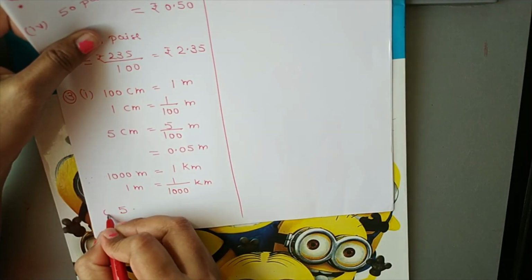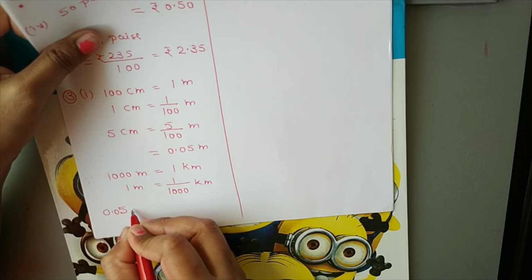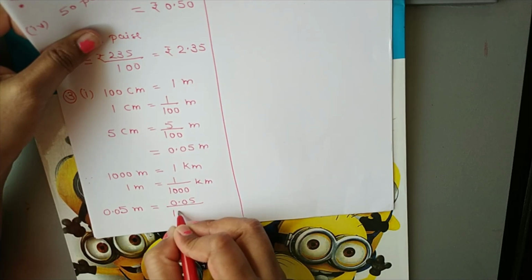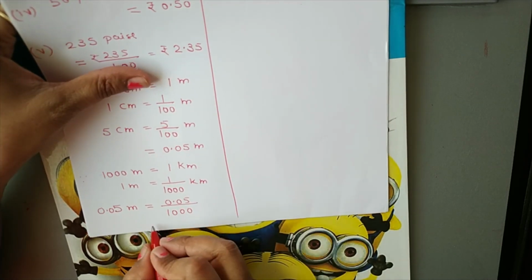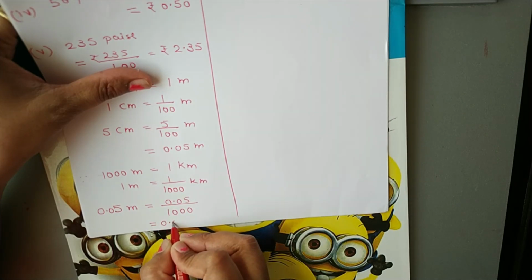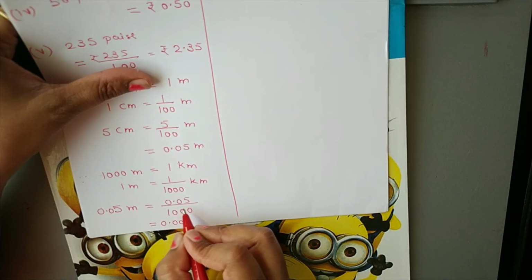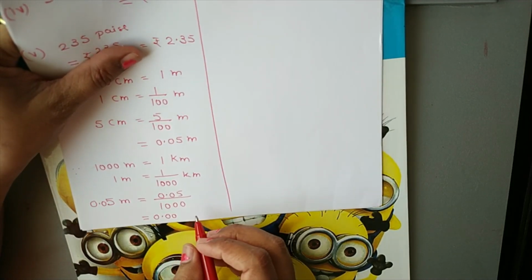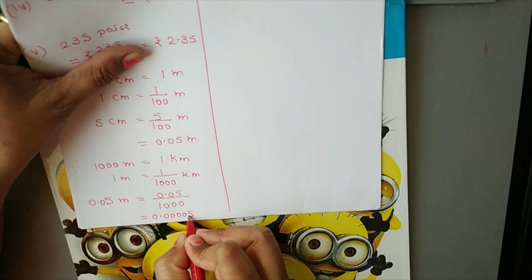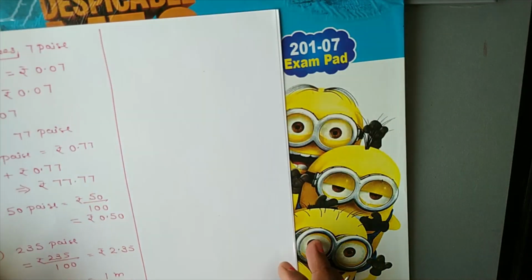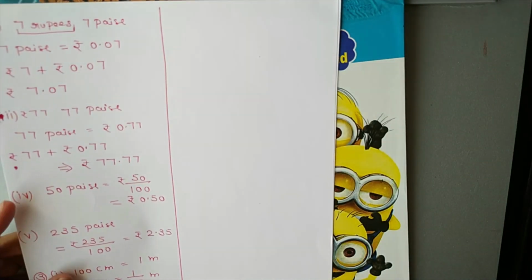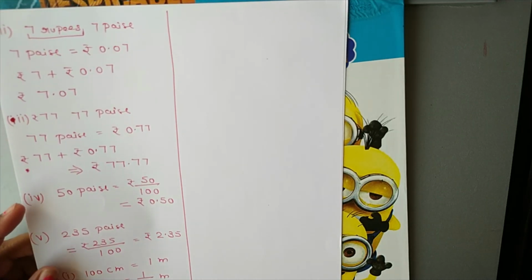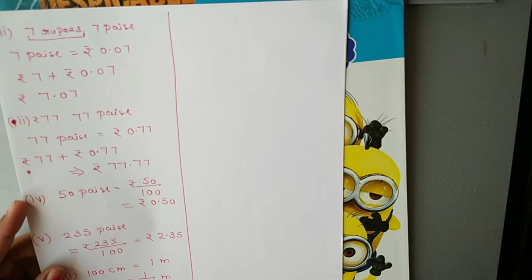So 0.05 meter is equal to 0.05 divided by 1000, so it will be 0.00, then the decimal is shifted after 5 digits, so 0.00005 kilometer. Okay. Next part, express 35 millimeter in centimeter, meter and kilometer.